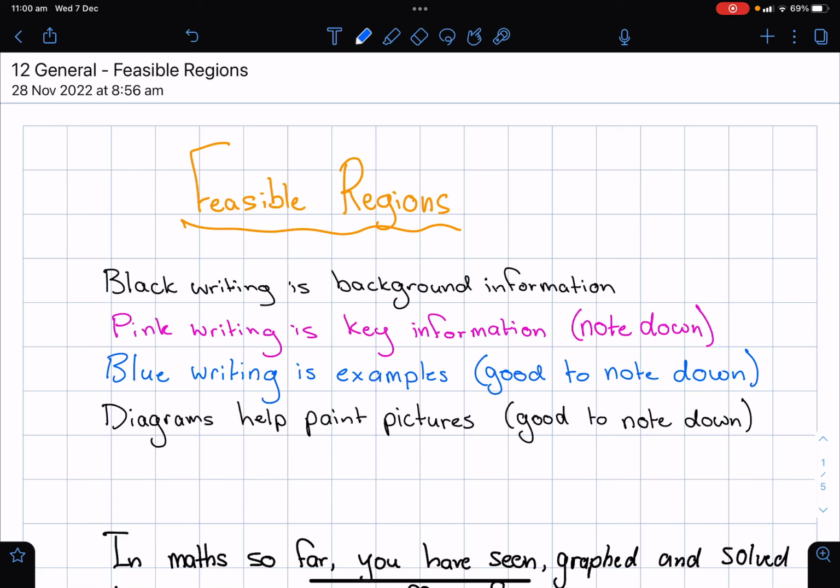So today we're going to start looking at some more of our linear programming and we're going to start looking at feasible regions. So just a quick reminder of how my notes work.